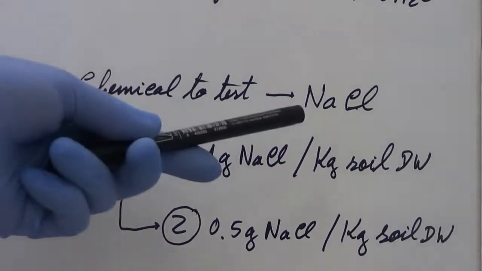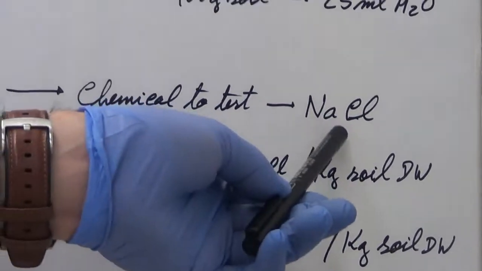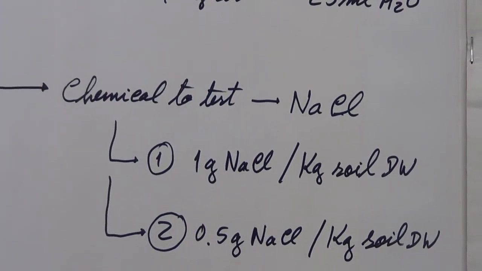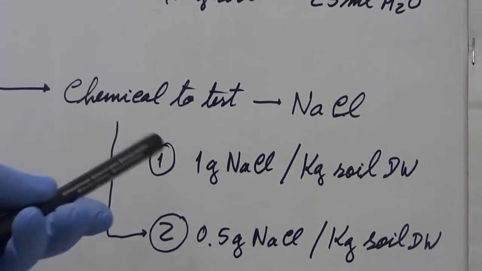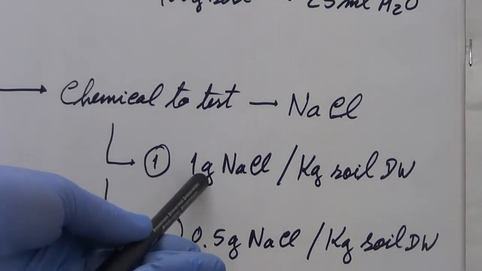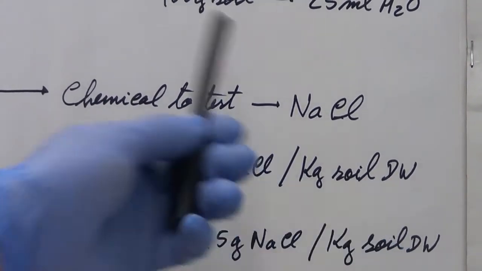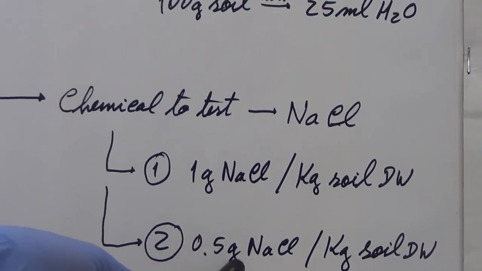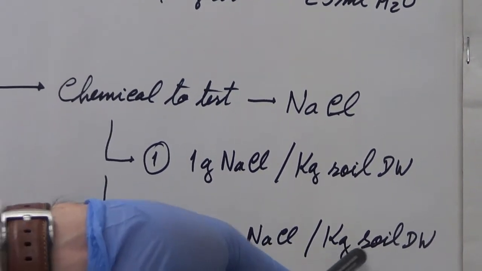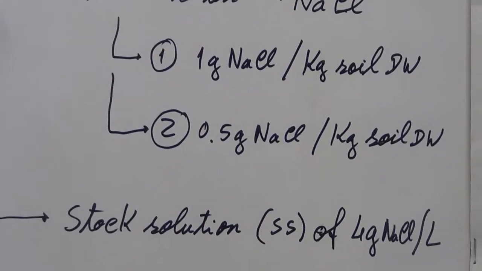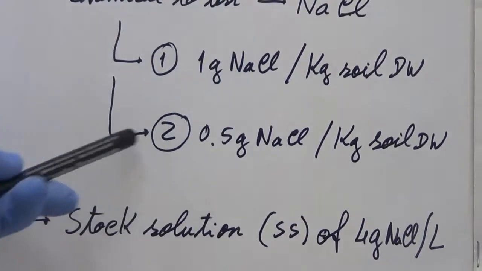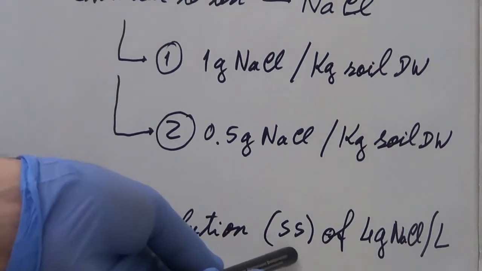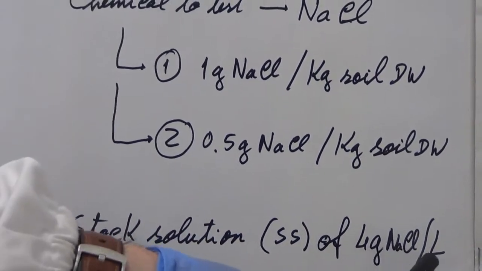The chemical that we will use is salt, NaCl, and the concentrations that we want to test are always combining control soil with 1 gram of salt per kilogram and another concentration that is 0.5 grams of salt per kilogram of soil. To prepare these treatments, we prepare the stock solution of 4 grams of salt per liter.